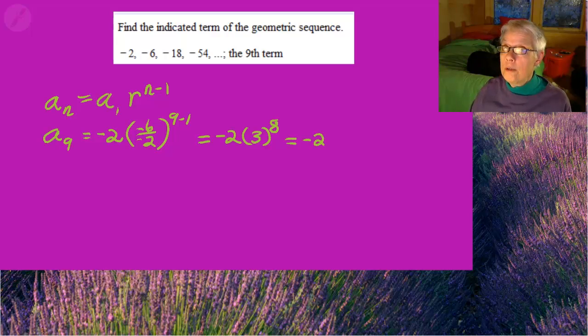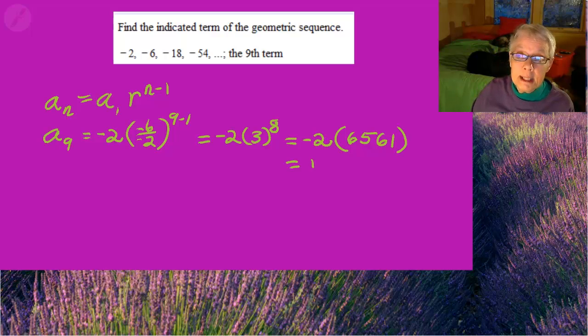First, remember order of operations. Please excuse my dear Aunt Sally. We have to find the exponentiated expression first, so 3 to the 8th power is going to be 6561, and then multiply that by -2. And our 9th term is going to be -13,122.